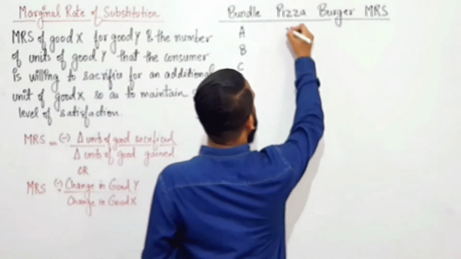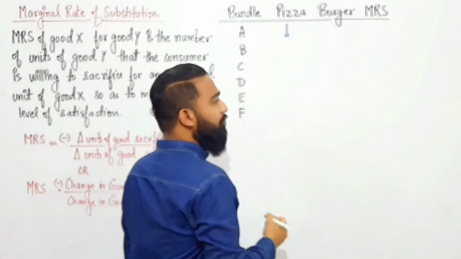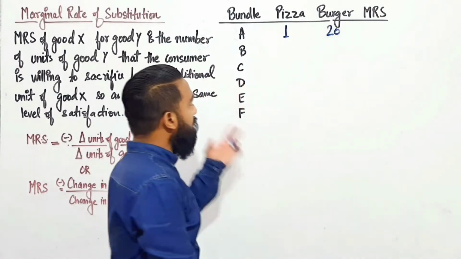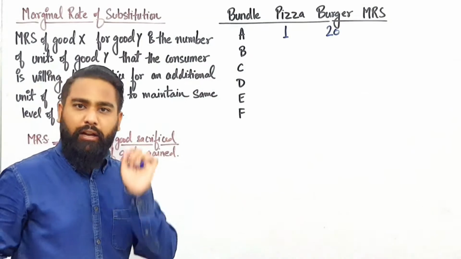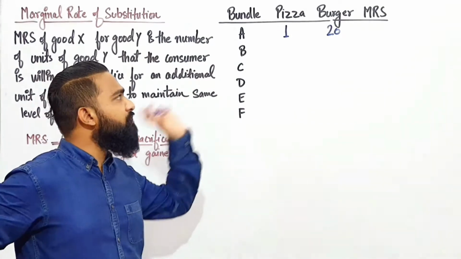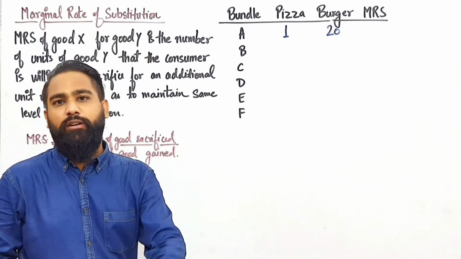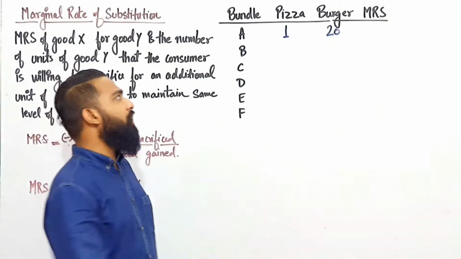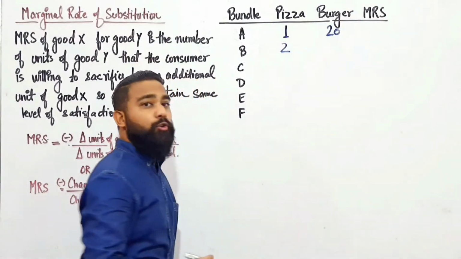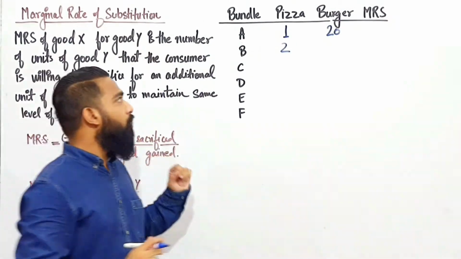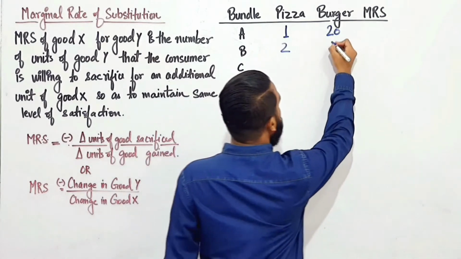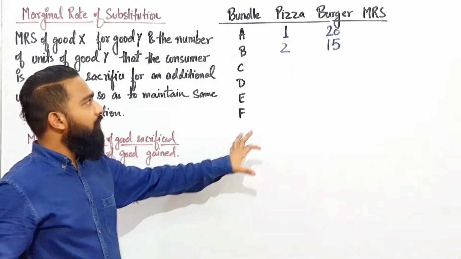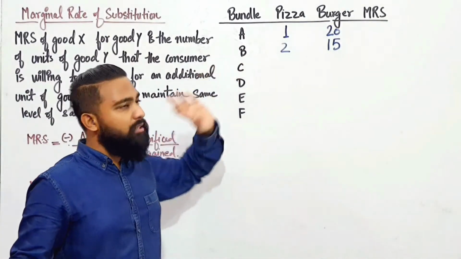Now for one pizza I eat 20 burgers. That's a bundle. In the bundle A, I eat 1 pizza and 20 burgers, and it gives me some level of satisfaction. And in the second bundle, I need to increase my consumption of pizza by 1 more unit. So I need to sacrifice some burgers. Now for eating the second pizza, I need to sacrifice a few burgers, and now I will eat 15 burgers. But the level of satisfaction on both the bundles is exactly the same.